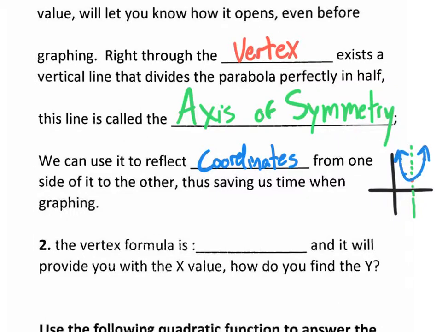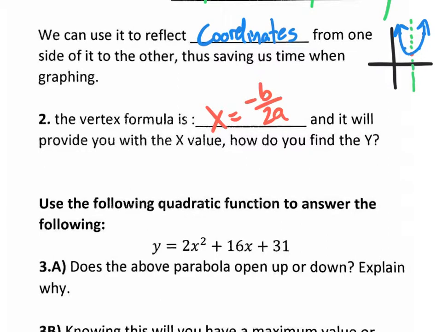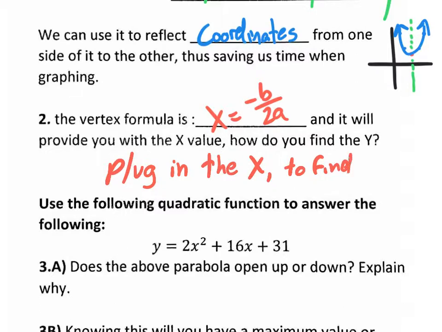Anyway, number 2, the vertex formula is x equals what? Negative b over 2a. Perfect. And it will provide you with the x value. That's why it says x equals. How do you find the y value once you already have the x? Plug it in. Plug in the x to find the y.